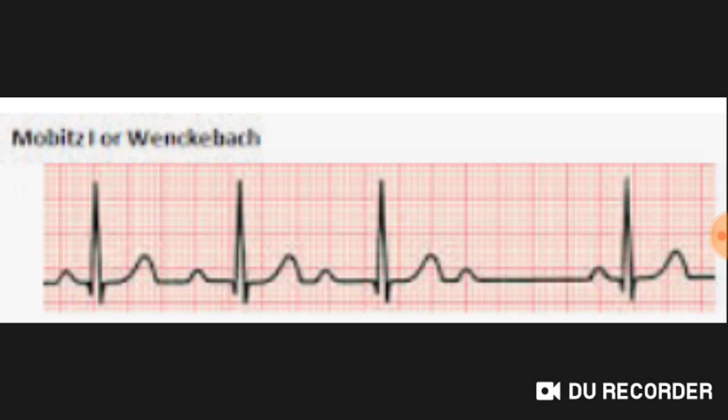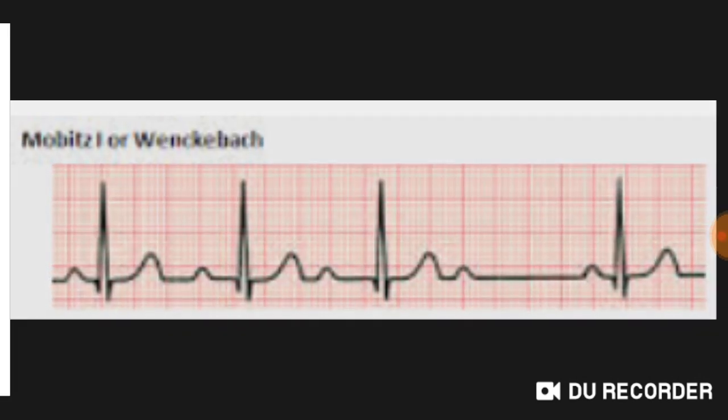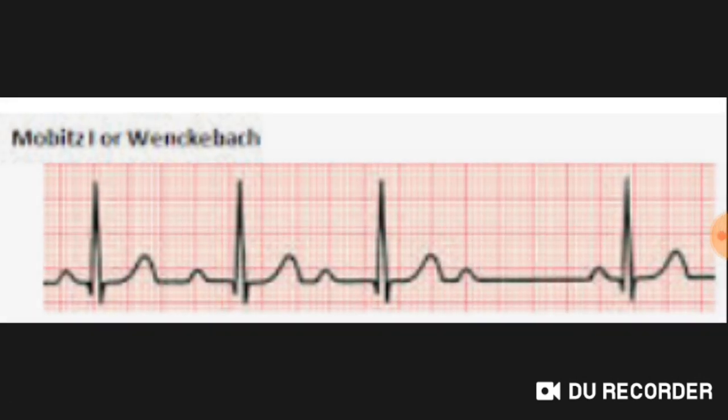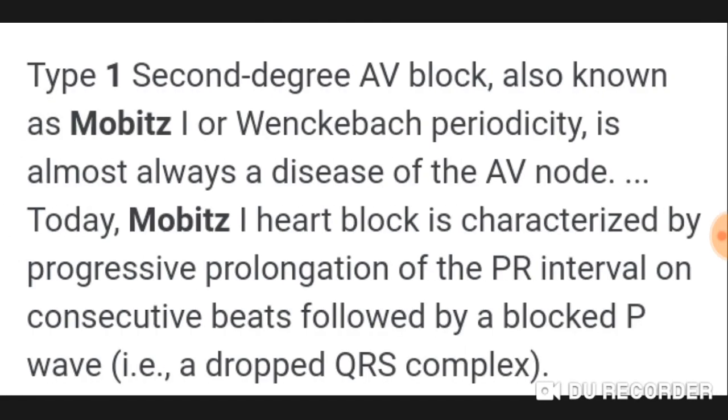What is this? This is Mobitz type 1, Wenckebach, we can say. This is type 2 AV block. This is Mobitz type 1. The PR interval is constantly enlarging, and then there is a pause of the QRS complex. So this is Mobitz type 1.